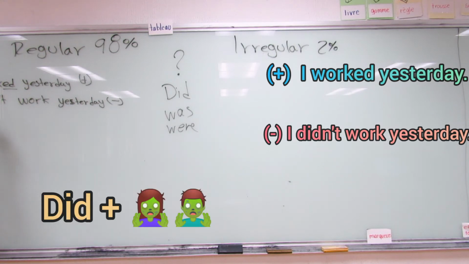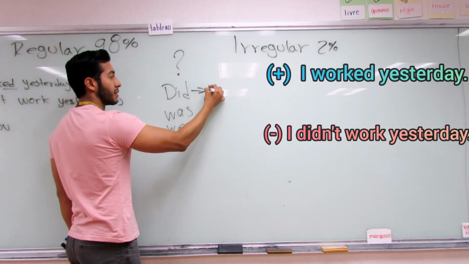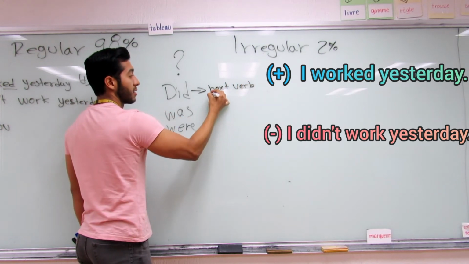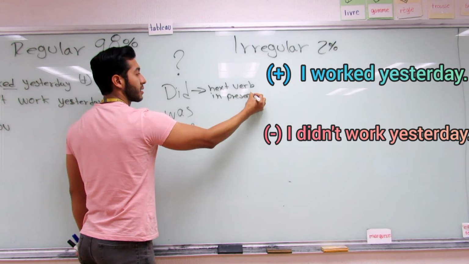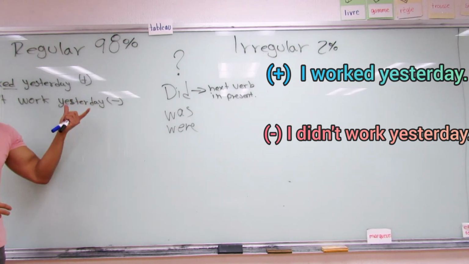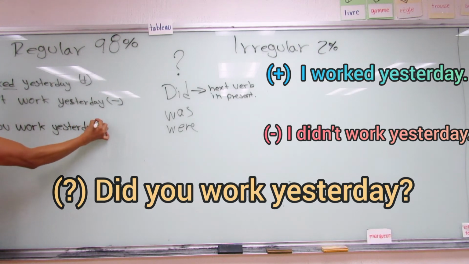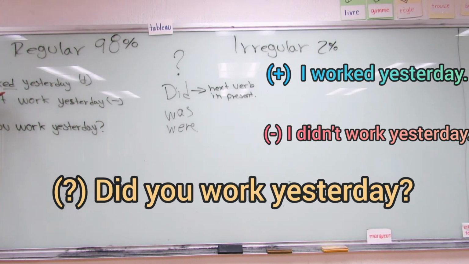Did, then the person, did you, and then again, if we use did, then the next verb in present, right? So it's exactly as the negative form. We use didn't, then it's present. We use did, then it's present. So did you work yesterday? Right? So positive, ed; negative, didn't, and verb in present; and question, did, and work in present. So did you work yesterday?